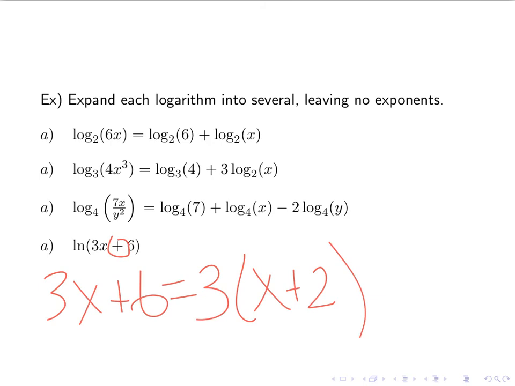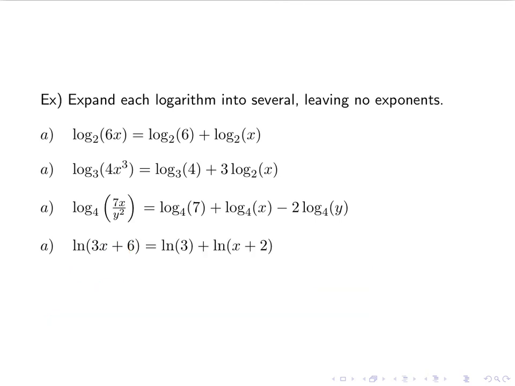So I can change my sum into a product by factoring, and now I have a product, which means I can separate it with addition. But it's going to separate with 3 and x plus 2. So that's going to be the best I can do, ln of 3 plus ln of x plus 2.